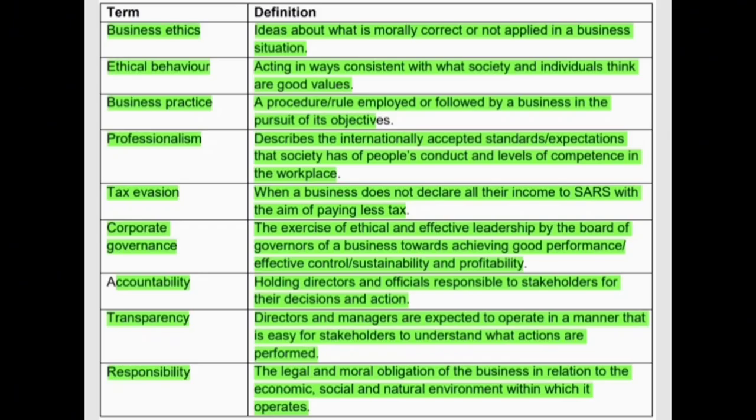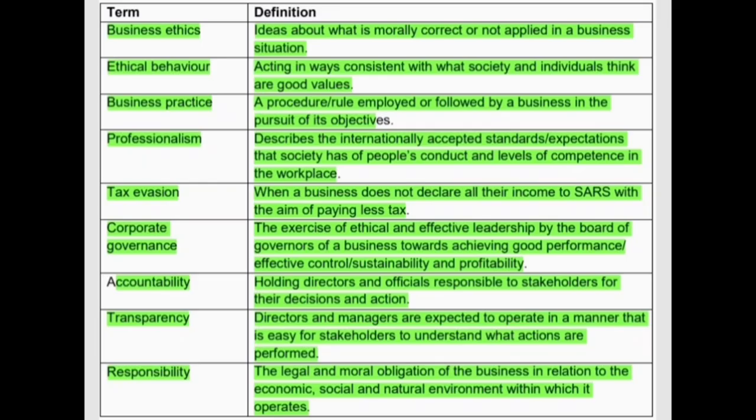Then we move forward to professionalism. We have to know what is professionalism. Professionalism describes the internationally accepted standards or expectations that society has of people's conduct and levels of competency in the workplace.